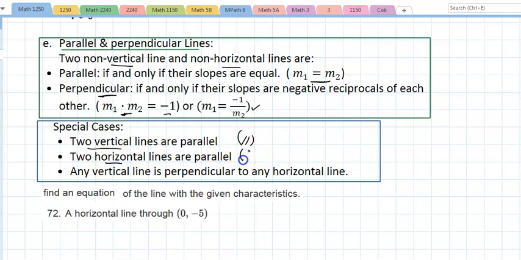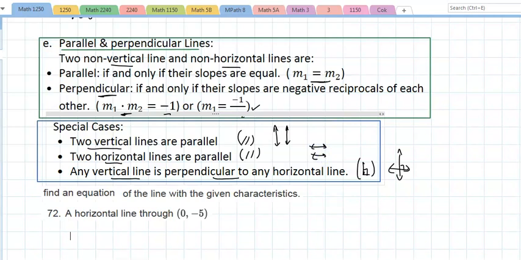Any horizontal line is parallel to any horizontal line. And any vertical line is perpendicular to any horizontal line. So any line looking left to right and vertical, that's automatic. Any two vertical lines automatically are parallel, and any two horizontal lines are automatically parallel.